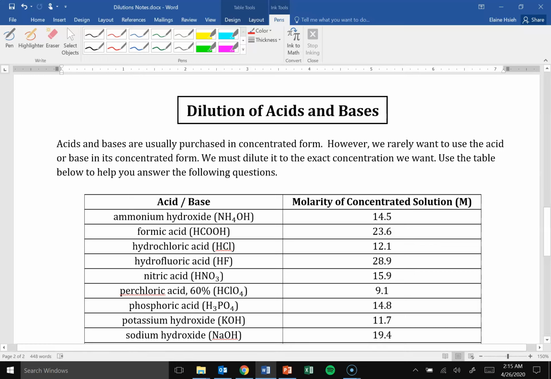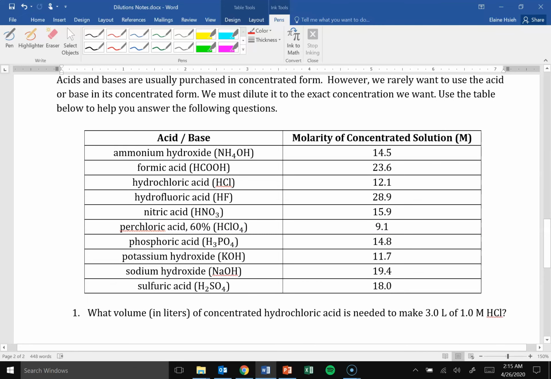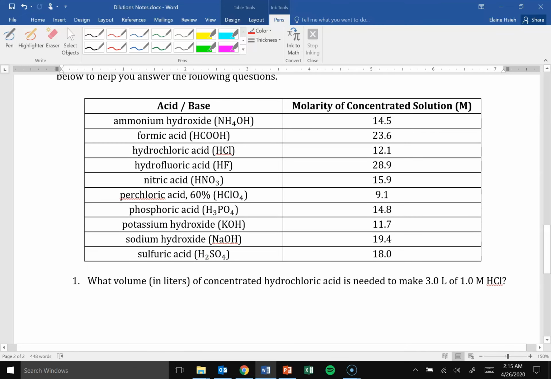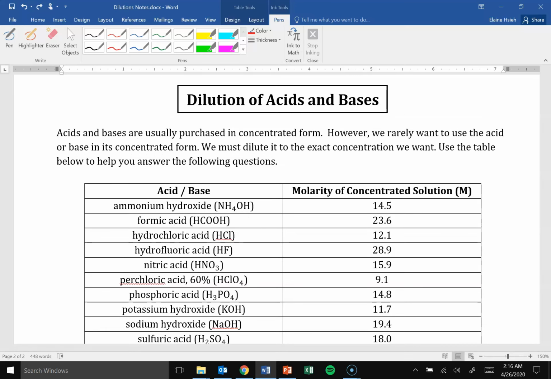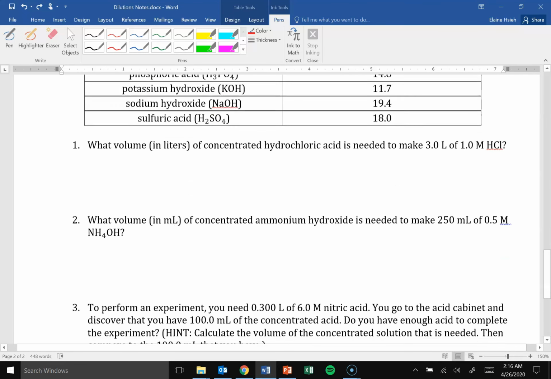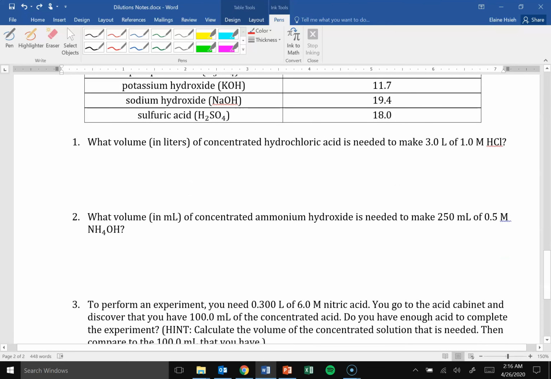In this table, we have the concentration of different acids and bases in their concentrated form. And we're going to use this chart to do the next few problems. Let's do a couple examples from this page. I'll do number 1 and number 3.